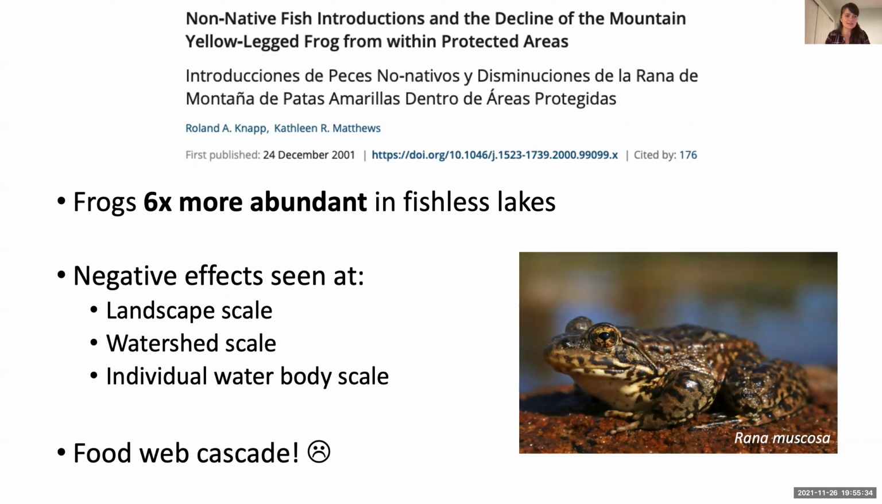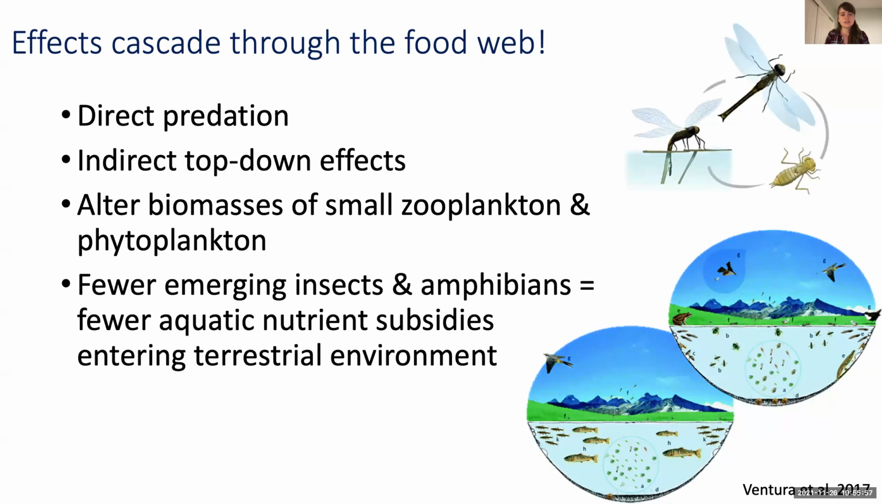So this is a 2001 study by Knapp and Matthews, and they showed that frogs were 6 times more abundant in fishless lakes. And the implications of wiping out the amphibian populations at fish lakes was so dramatic that it had effects at all scales, causing a complete food web cascade. So a food web or trophic cascade can often result in dramatic changes in ecosystem structure. It can be caused by direct predation, indirect top-down effects, and all sorts of things like that.